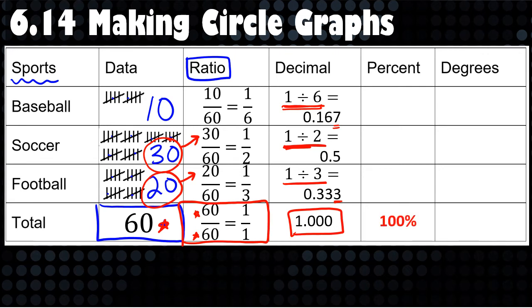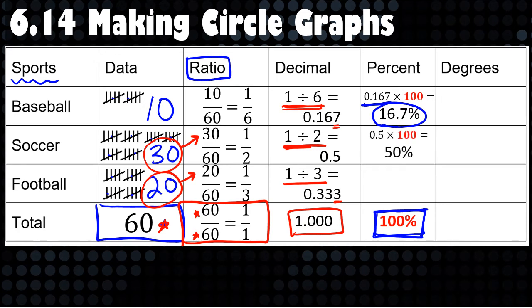So talking about the percents, we have to remember that the total is always going to be 100% in making some calculations to figure out what the percents are going to be. And so what you can do in your calculator is take the decimal that you just did, and if you multiply that by 100, it's going to give you the percent. And so I can say that the percent of people that chose baseball is 16.7%.